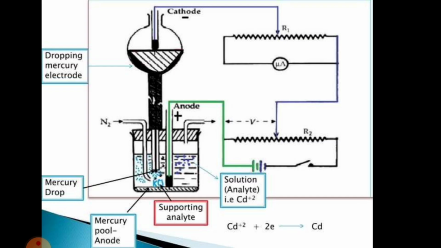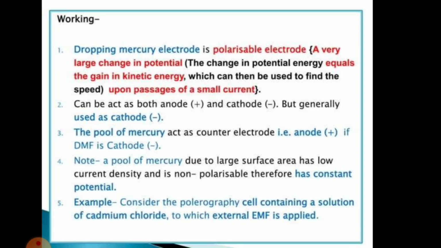This is the dropping mercury electrode. Mercury drops from a small capillary. The mercury pool acts as the anode, and the supporting analyte solution is present. The working electrode, the mercury electrode, is the polarizable electrode, with a large change in the potential. The change in the potential energy equals the gain in the kinetic energy, which can be used to find the speed upon passage of small current.